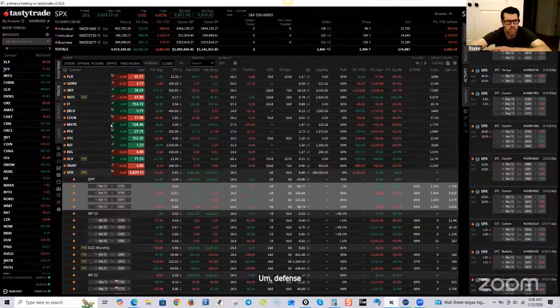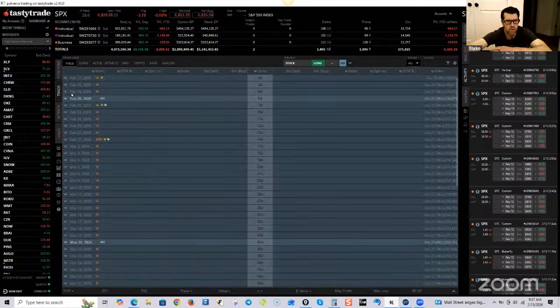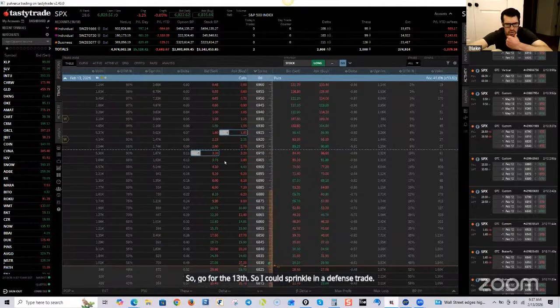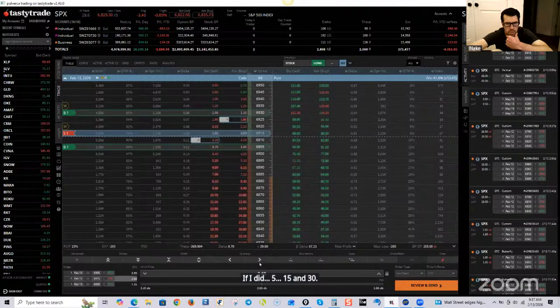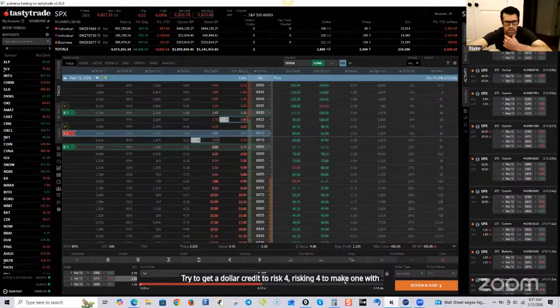Defense wise, I'm going to look at a couple defense trades. They are going to be broken wings. So go for the 13th. I could sprinkle in a defense trade. If I did 5, 15, and 30, I could sprinkle in a defense trade. Break even would be 26. Try to get $1 credit, risking 4 to make 1 with $1,000 profit trap.